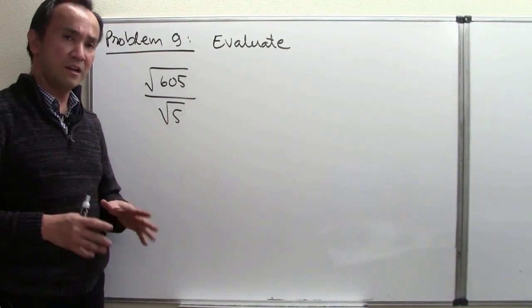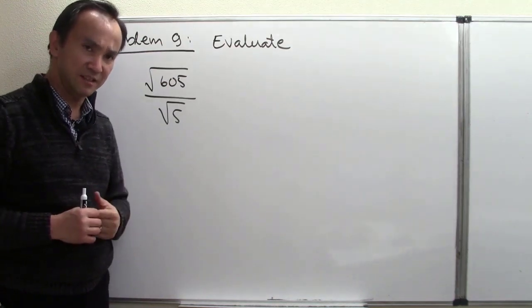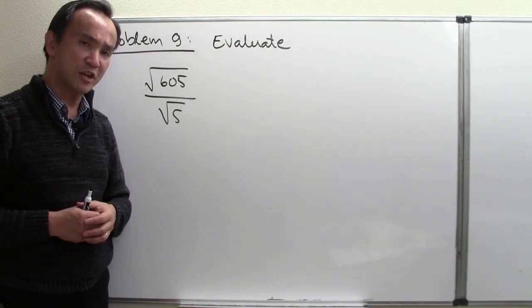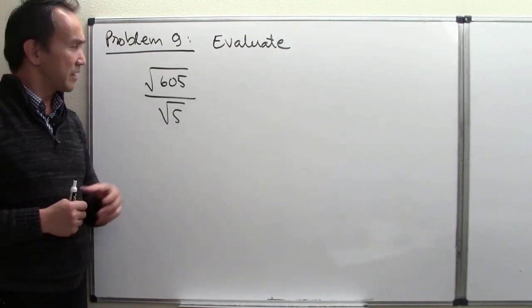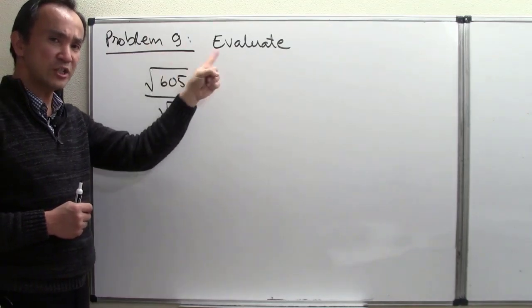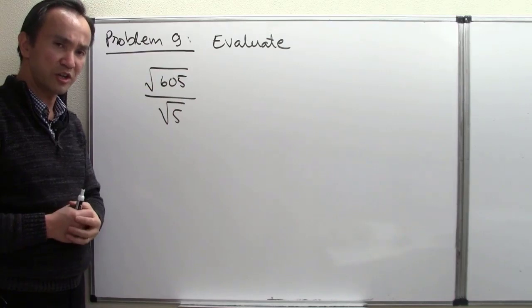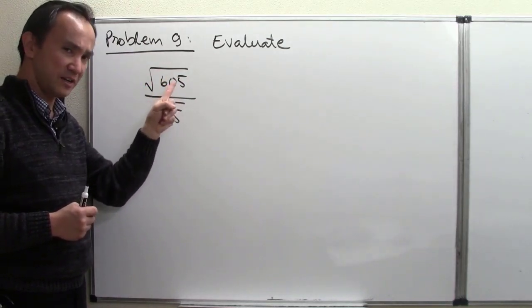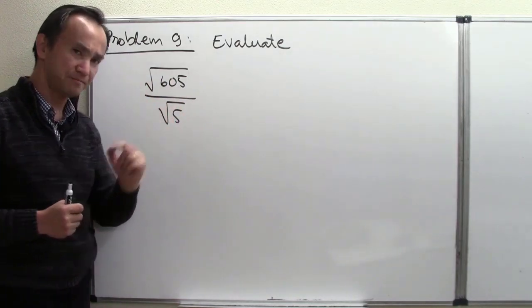All right, so now allow me to bring in problem number 9 right here, where I can demonstrate the idea, and then from that idea we can come up with some generalization, some generality. So here in this problem we're asked to simply evaluate this expression right here. What I can see is I have the square root of 605 divided as a quotient by the square root of 5.